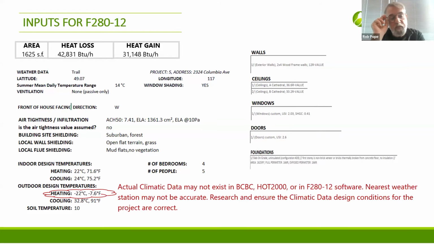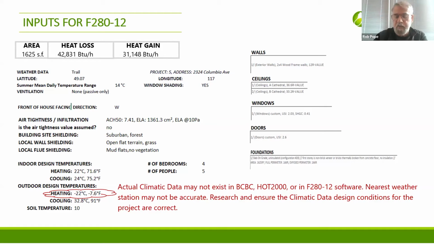This calculation was done using the climate data within the BC Building Code. And the same data is in the F280-12 software, right? And Hot 2000 uses a weather station of Nelson, or you have to pick a weather station that is close in resemblance to Roslyn. And the actual climate conditions for winter in Roslyn is actually a lot different than Trail. And that's just a common issue.